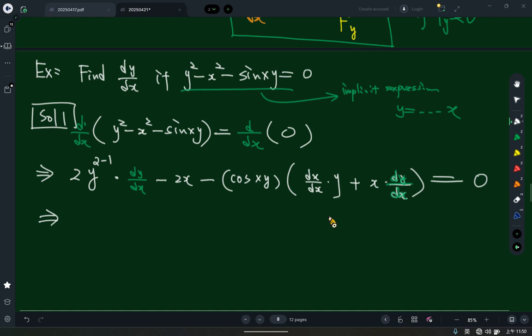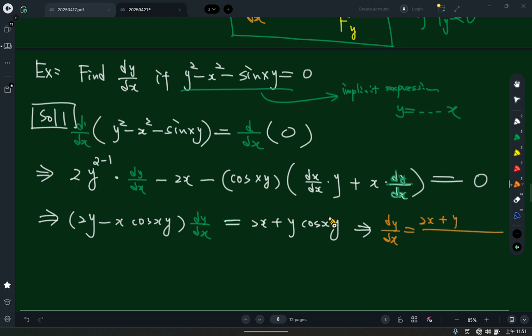And then we can get 2y minus x cosine xy times dy over dx, right? We have 2y here, contributing dy over dx. Then we also have this term, negative cosine xy times x. This term also has dy over dx. And then put all terms without dy over dx to the right hand side: 2x plus y cosine xy. So finally we can get dy over dx is equal to 2x plus y cosine xy over 2y minus x cosine xy.